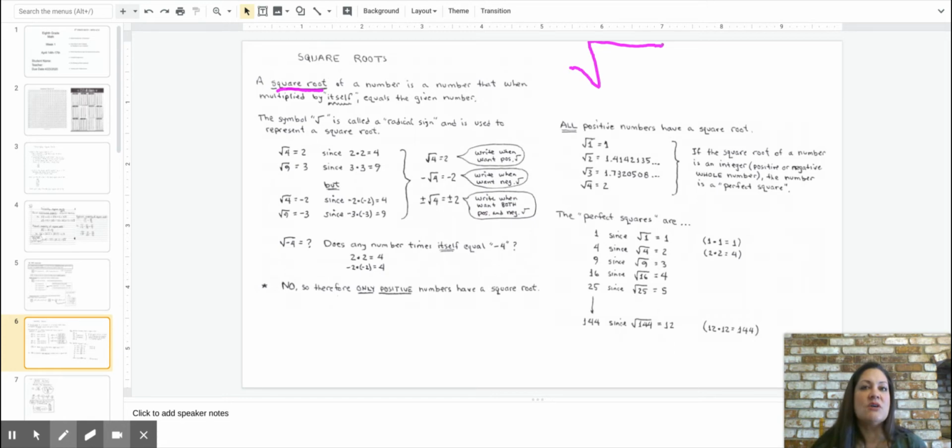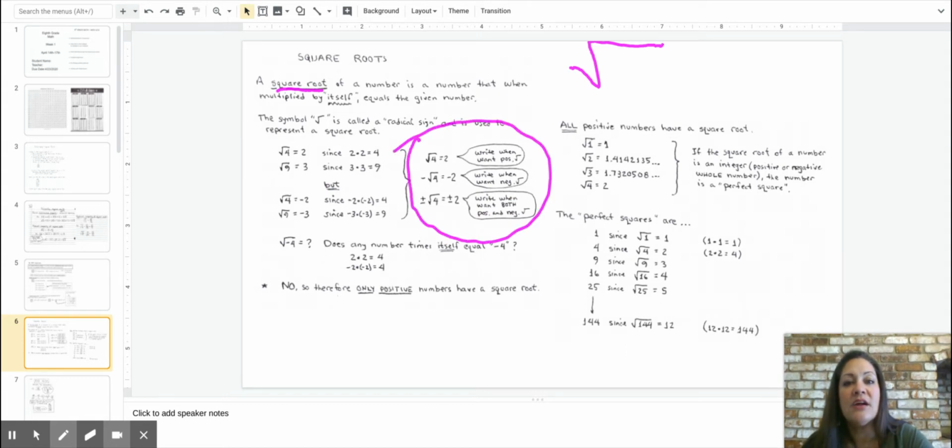These have actually shown up on our classwork since the very beginning of school back in August, where you had to say why. Square root of 4 is 2. Why? Well, that's because, or since, 2 times 2 equals 4. This goes over again right here, if you want it to be positive, negative, or either one.